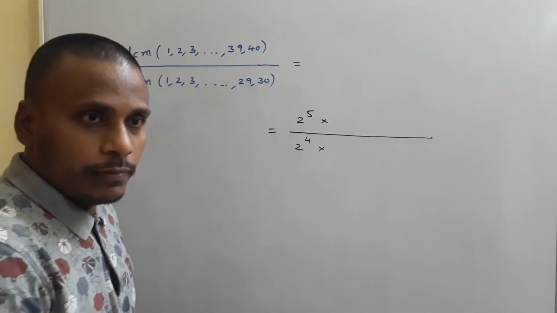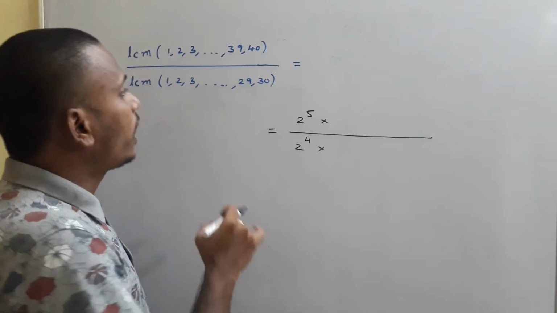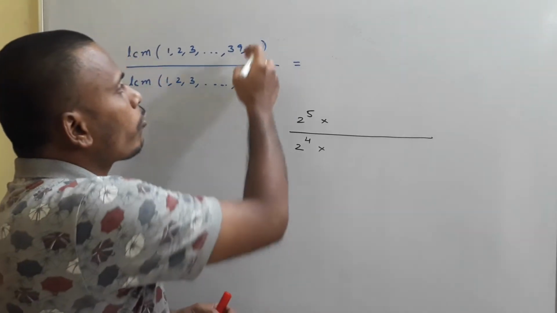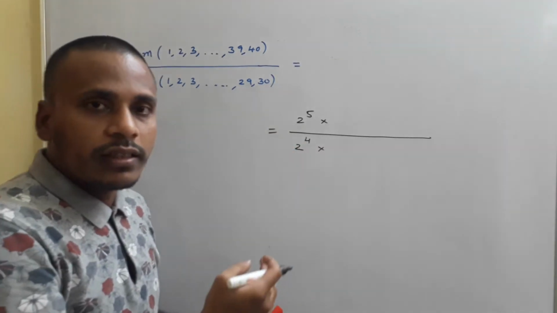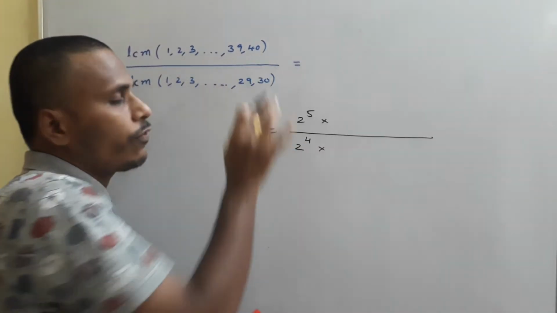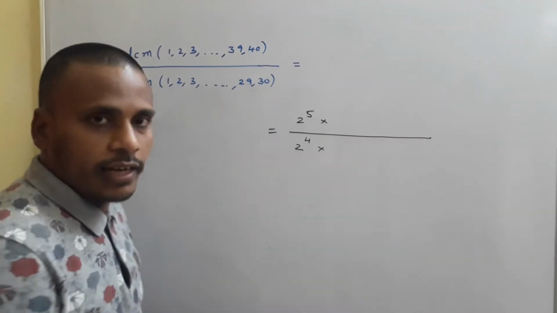Whereas coming to 3, we have 3 power 1, 3 square and 3 cube. 3 power 4 is not involved in either the numerator or the denominator. 3 power 4 is 81, which is not there in the first 40 naturals, and it is not there in the first 30 naturals either.